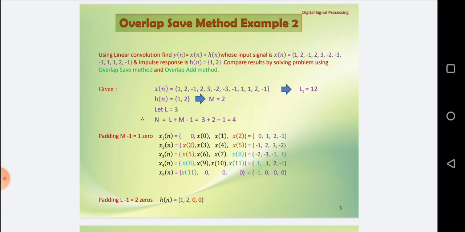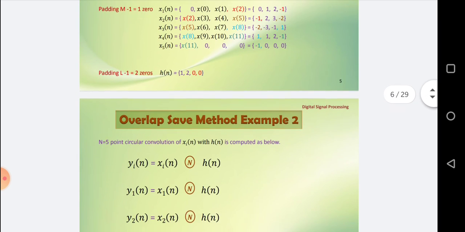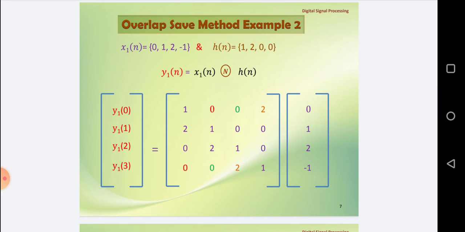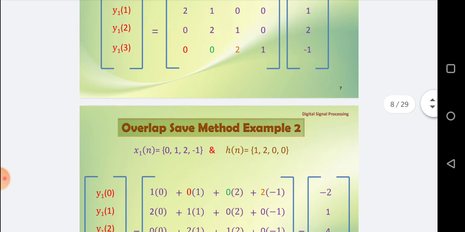But the impulse response length is equal to 2. As per our concept of circular convolution, the lengths of both sequences should be equal. So to make the length of h of n equal to 4, we have to pad L - 1 zeros. Padding L - 1, which is 2 zeros, in h of n, we get h of n = 1, 2, 0, 0. Now the next step is to take the circular convolution of each input block with h of n. For that we are using the matrix multiplication method, and simply using it we will get these outputs.